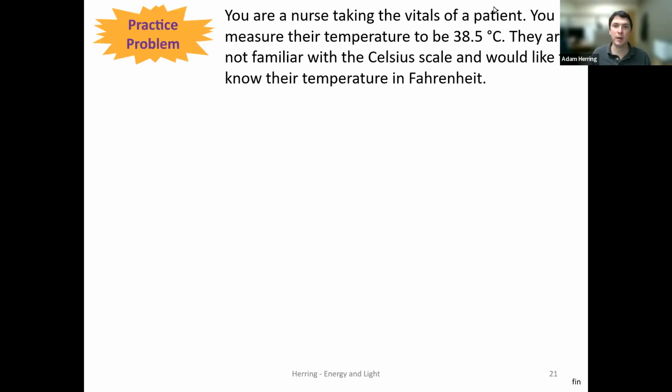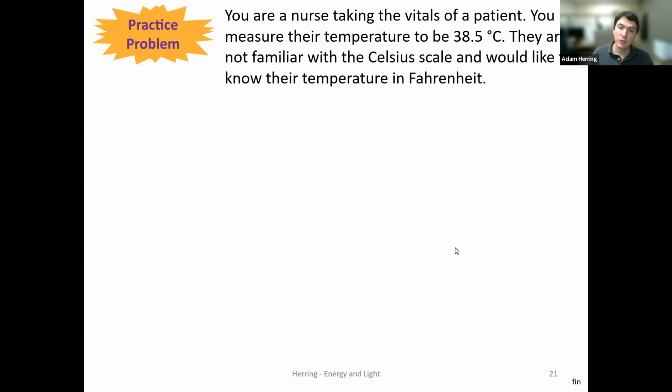All right, now let's try a problem. Let's say that you're a nurse, you're taking the vitals for a patient, and you want to measure the temperature of that particular patient. You find that their temperature is 38.5 degrees Celsius. Now, they're not familiar with the Celsius scale. They'd like to know what their temperature is in degrees Fahrenheit. I'd like for you to pause the video and try to solve this one on your own. Once you do so, come back and I'll walk you through a solution.